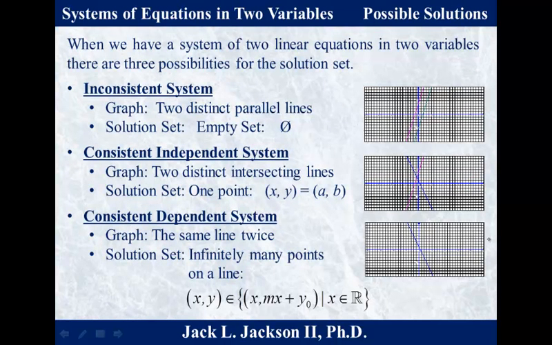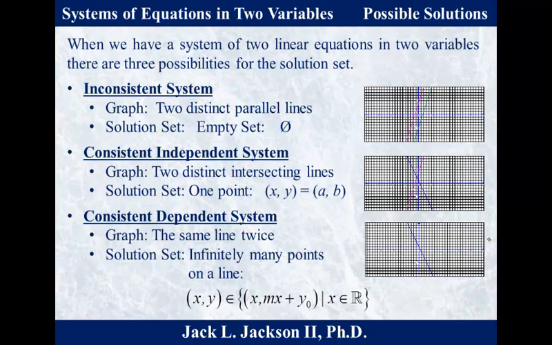So if you notice, when we have a system of two linear equations in two variables, there are three possibilities for the solution set: either no solution, one solution, or infinitely many solutions. First, you could have what's called an inconsistent system. The graph is two distinct parallel lines, and the solution set is the empty set. We could have what's called a consistent independent system. The graph is two distinct intersecting lines, and the solution set will be a single point.